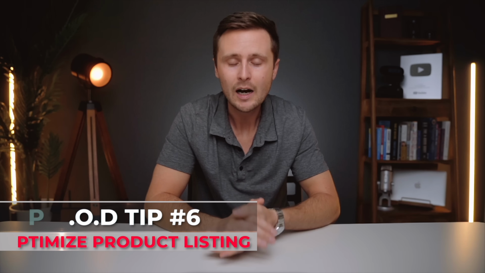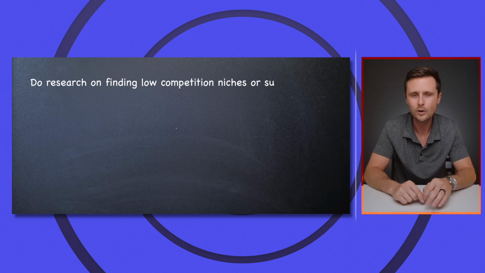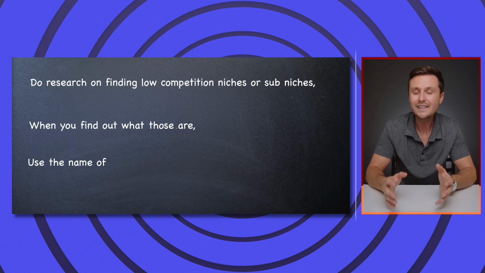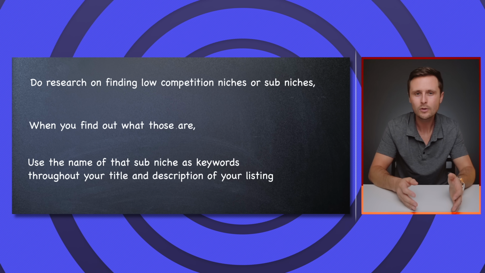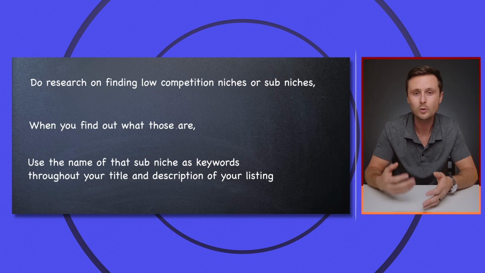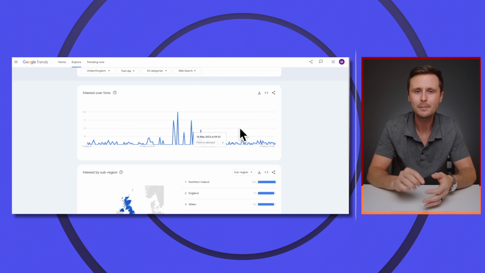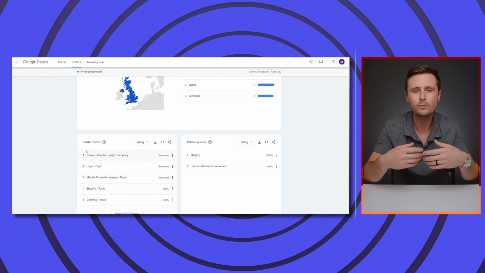Tip number 6 is optimize your product listings. Make sure that your product listings are optimized with clear titles, descriptions, and tags. This took me several years to learn when I started out, so a quick tip to help you save time is to research low competition niches or sub-niches, and when you find out what those are, use the name of that sub-niche as keywords throughout your title and your description of your listing. This one tip is going to help your products rank higher in search results and make it easier for potential customers to find your designs.